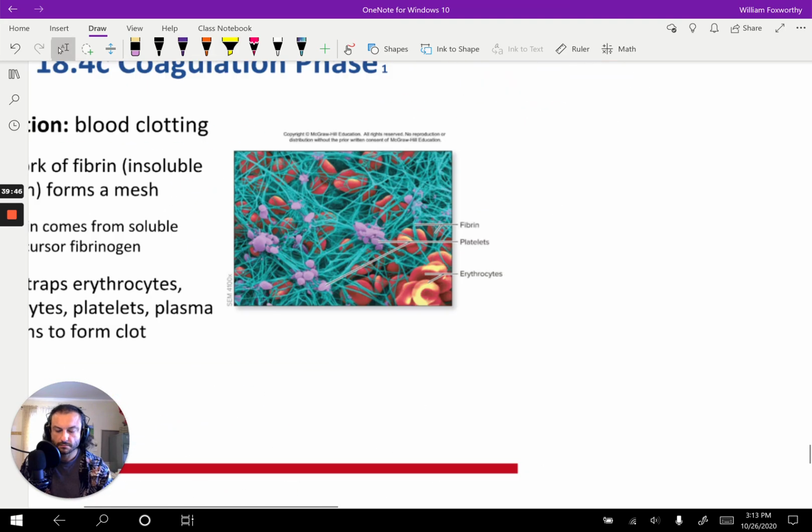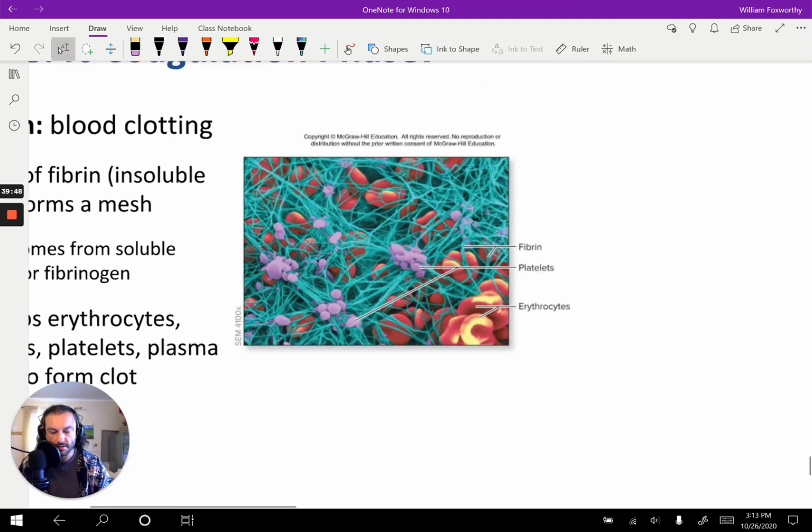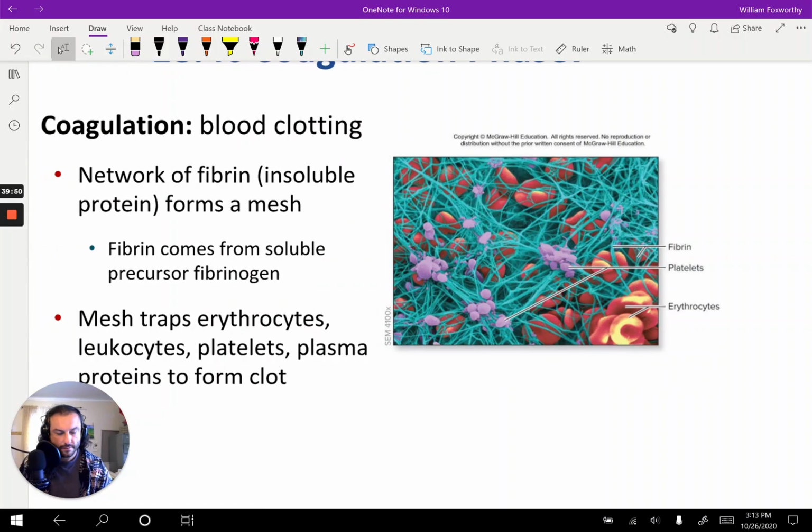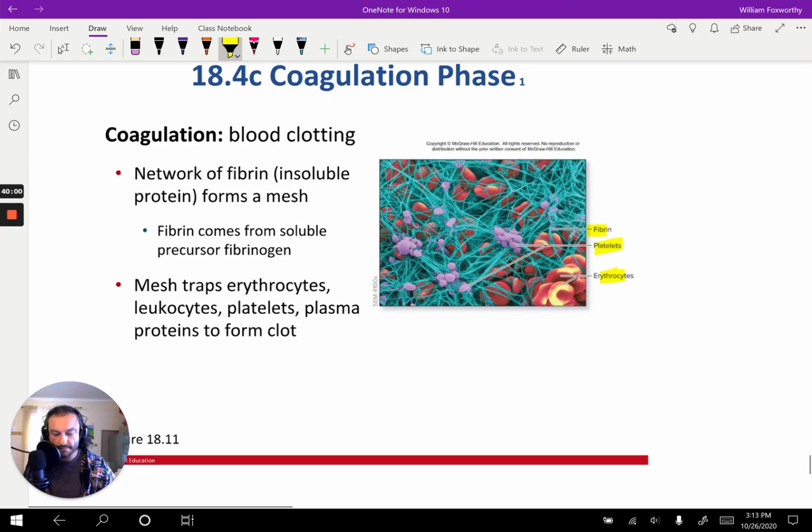Well, here's a cool electron micrograph picture of that fibrin clot. So here's the fibrin protein. There's a kind of spiderweb strands, and they're trapping these platelets as well as the erythrocytes to form that clot.